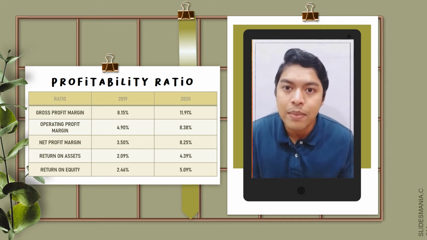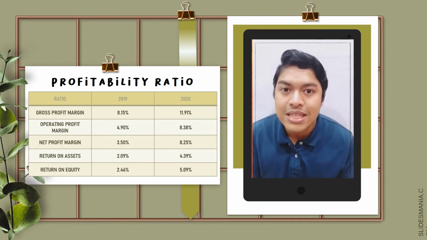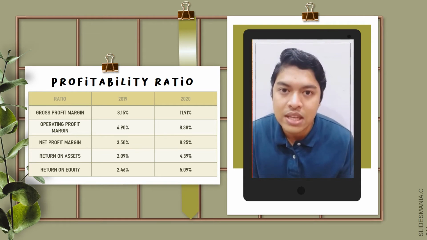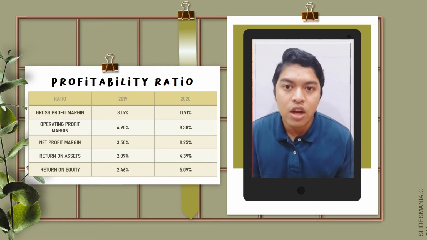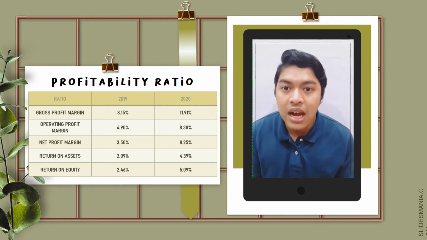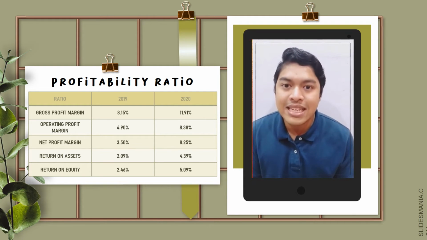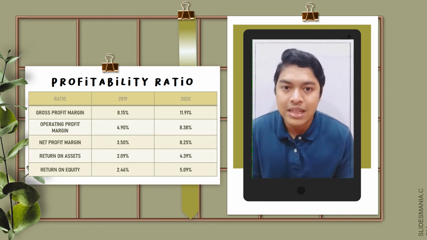This indicates that the company is efficient in controlling its operating expenses, which basically refer to the administrative and selling expenses. Thirdly, the net profit margin of the company in year 2020 is 8.25%, higher than year 2019, which is 3.5%. This indicates the firm is efficient in controlling its operating and financial expenses.